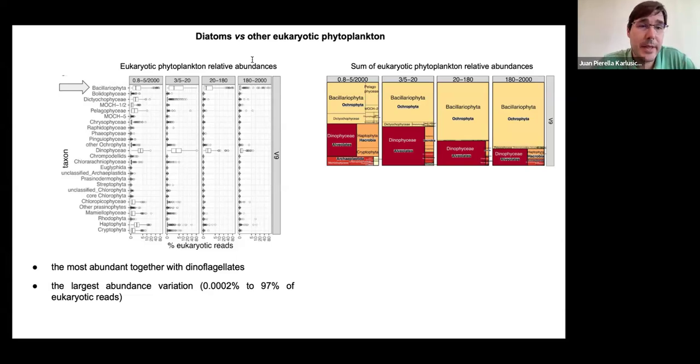When we compare the relative abundances of diatoms with other phytoplankton at global scale, you can see that diatoms are predominant together with dinoflagellates, but when we integrate the abundances with the biomass, it's clear that diatoms are prevalent, especially in larger size fractions. And in addition, you can see from the box plots that diatoms present the largest abundance variation, from very, very low detection to almost the only eukaryotes in those samples.